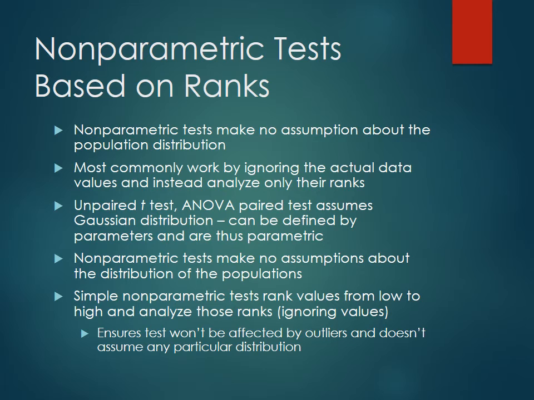They work by ignoring the actual data values and instead analyzing the ranks of the values from high to low. The unpaired t-test, ANOVA, and paired tests assume a Gaussian distribution that can be defined by parameters, and thus are parametric. That's where we get that term. With non-parametric tests, we're making no assumptions about the distribution of the populations, and outliers are not going to have much of an effect. Simple non-parametric tests rank values from low to high and analyze those ranks, ignoring the actual values themselves. In this way, the test is not affected by outliers and does not assume any particular distribution. Those are the key points to remember about non-parametric tests.